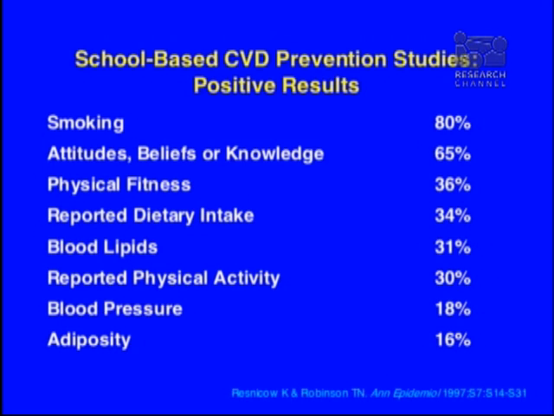For physical fitness and reported dietary intake, it's about a third of the studies. For studies that looked at blood lipid changes, it was also about a third. But at the very bottom was adiposity, or overweight, or weight changes. Very few of the studies that had tried to reduce weight were successful. So what's going on here? We seem to have all the answers, and yet we don't seem very successful at controlling this. And in the meantime, over the last 30 years, we've seen this epidemic emerge.